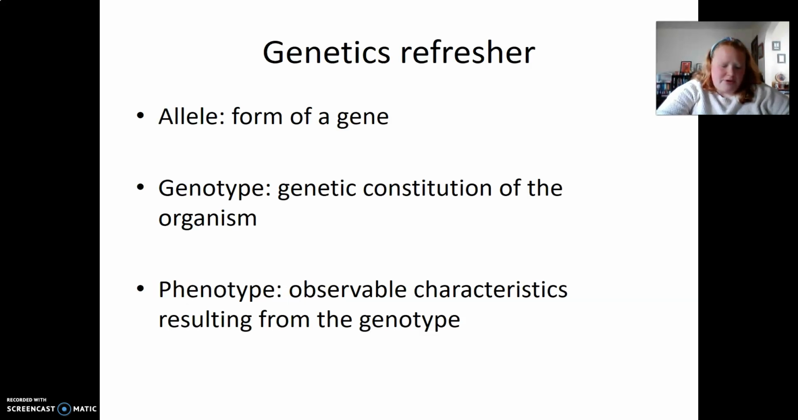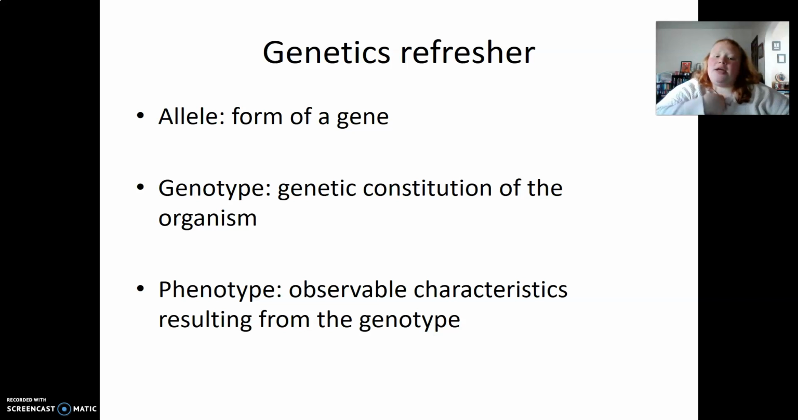Okay, so a refresher from genetics from bio, which I know was at least a year ago for many of you, if not longer. So an allele is a form of a gene. So our example that I'm going to use is my red hair. Okay, so for my hair, I have 2 recessive alleles that make my hair red. Okay, so I'm going to call those little r's. Okay, so I have 2 little r alleles. My genotype would be little r, little r, and then my phenotype is my red hair.